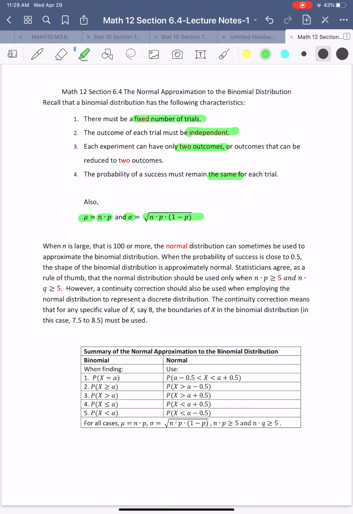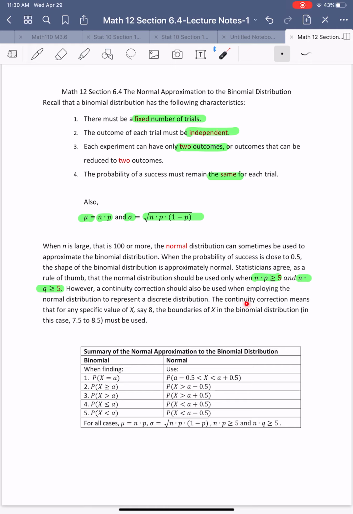When n is large, that is 100 or more, the normal distribution can sometimes be used to approximate the binomial distribution. When the probability of success is close to 0.5, the shape of the binomial distribution is approximately normal. Statisticians agree, as a rule of thumb, that the normal distribution should be used only if n times p is greater than or equal to 5 and n times q is greater than or equal to 5. However, a continuity correction should be used when employing the normal distribution to represent a discrete distribution.